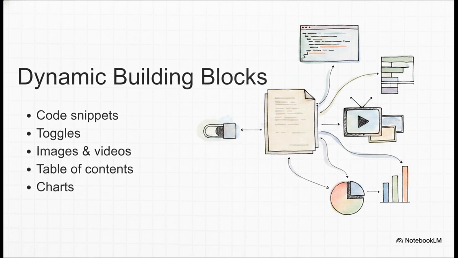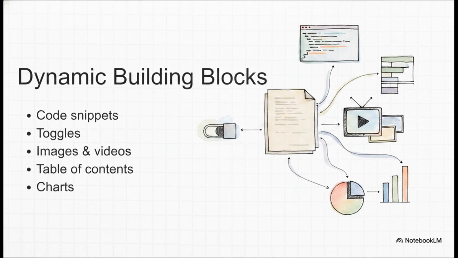First up, code snippets. Supporting an engineering team? Drop in code with native syntax highlighting for dozens of languages. Bam. Second, toggles. Listen, nobody wants to scroll through a massive 10-page standard operating procedure. Toggles let you create collapsible sections. It keeps things so visually clean.